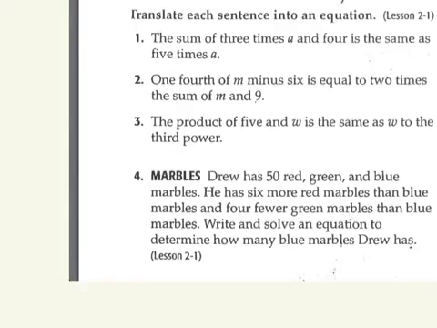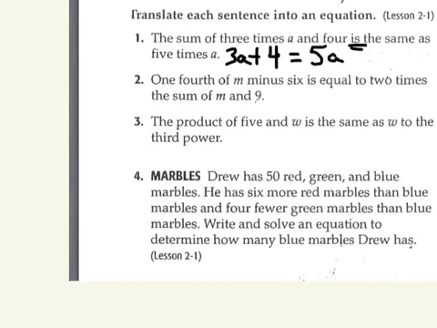Okay, let's get started. The first one, we're actually writing equations for these sentences. So we've got the sum of 3 times a and 4. When we talk about the sum of, we're adding two things together. What are those two things? 3a and 4. It is, we know that refers to equals, it is the same as 5 times a.